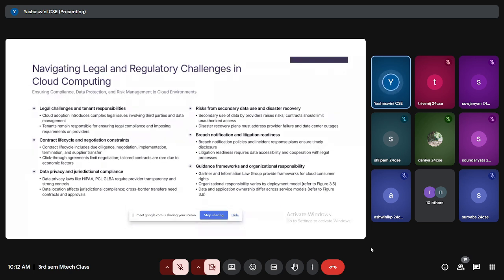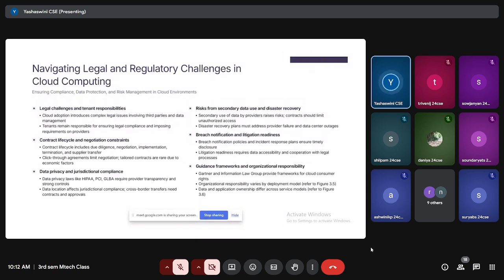So whenever you are signing a contract, it must include diligence, negotiation, then implementation, then how do you terminate this particular thing, then how do you transfer your rights. So it could be the agreements that you click, you can negotiate, you can tailor the contracts depending upon your economic factor, or how much time period you want to use a cloud.